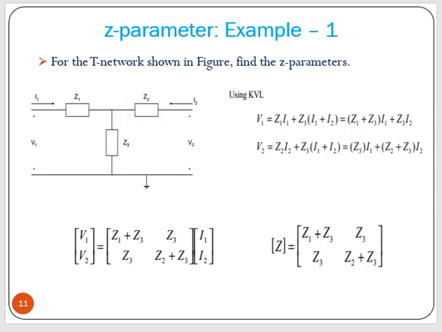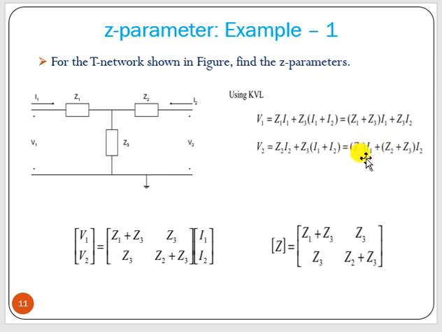Now say, for an example, this is a circuit for which we have to find the Z parameter. We can write the simple KVL equation. V1 is I1 Z1 plus Z3 into the current through Z3. I1 is flowing this way and I2 this way, so the current at Z3 is I1 plus I2. So Z3 into I1 plus I2. Then we can take I1 as a common factor. Then V2 equals Z2 into I2 plus Z3 into I1 plus I2.